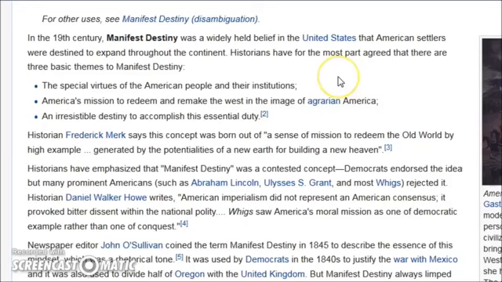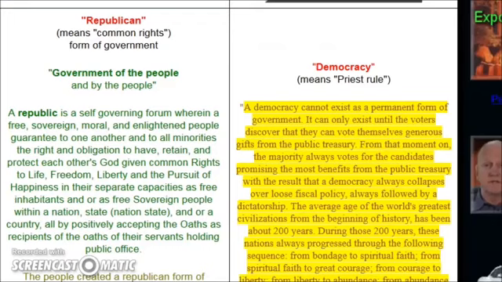The special virtues of the American people and their institutions, America's mission to redeem and remake the West in the image of an agrarian America, an irresistible destiny to accomplish this essential duty. Historian Frederick Merk says the concept was born out of, quote, a sense of mission to redeem the old world by high example, generated by the potentialities of a new earth for building a new heaven. So one could even argue that their long-term plans are being implemented to create a new Jerusalem.